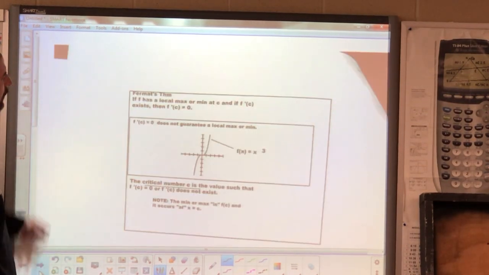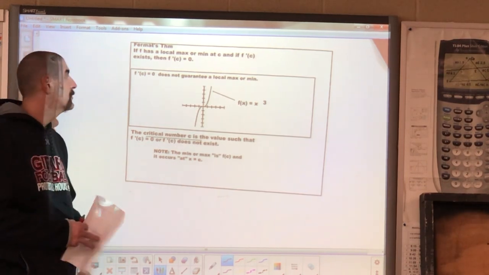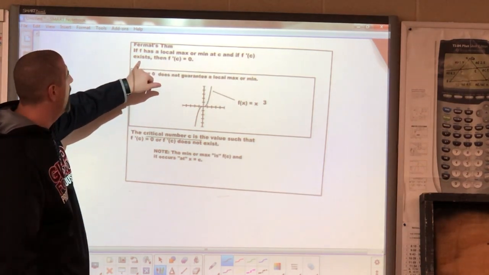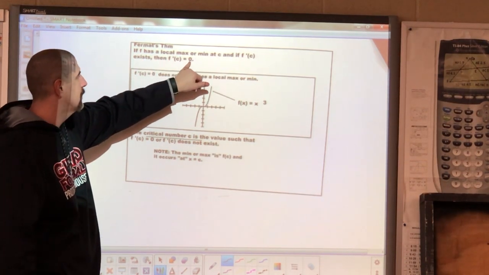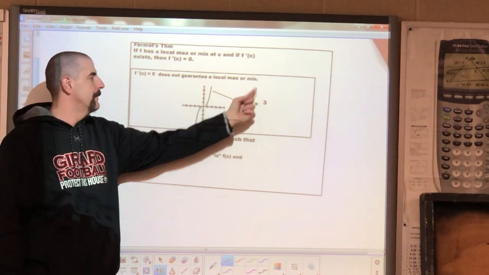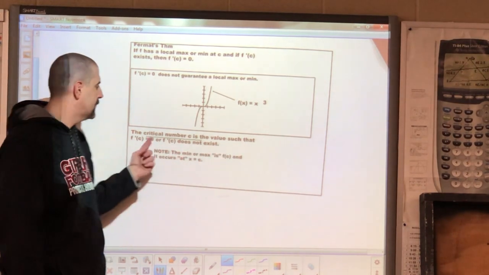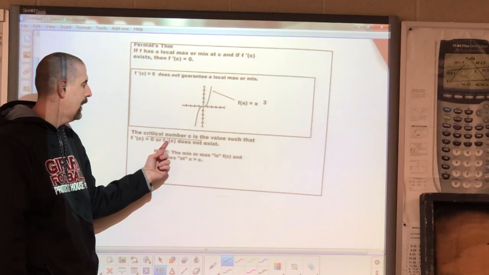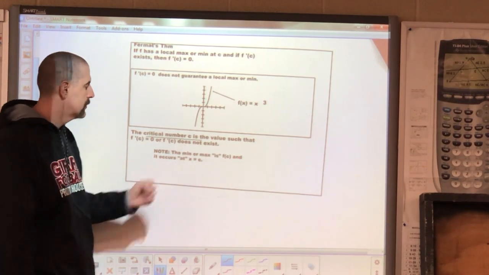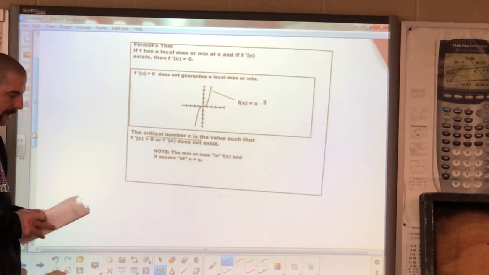All right. Now we're going to get to Fermat's theorem. If f has a local max or min at c, then if f prime exists, then f prime of c equals 0. Okay, so f prime of c equals 0 does not guarantee a local min or max. So the critical number c is the value such that f prime of c equals 0, or f prime of c does not exist. Note the min or max is f of c, and it occurs at x is c. That is the definition of Fermat's theorem.